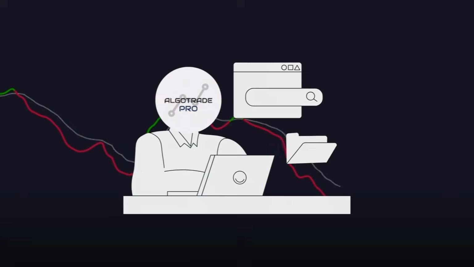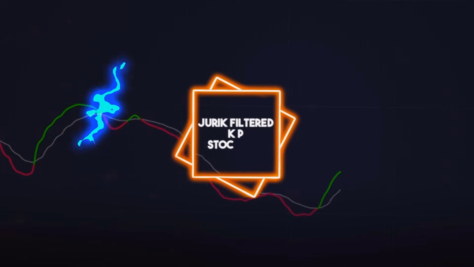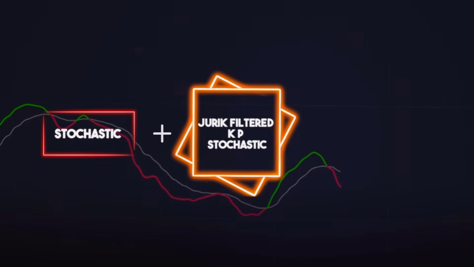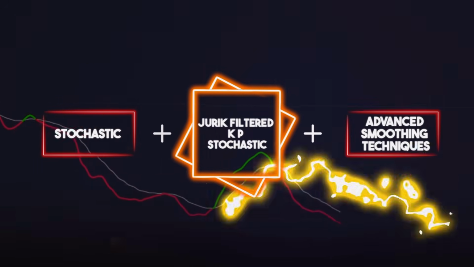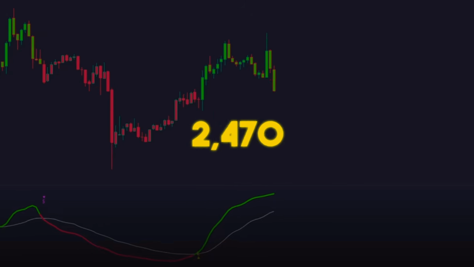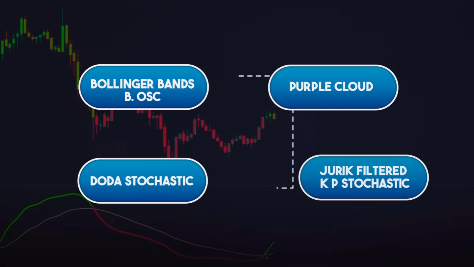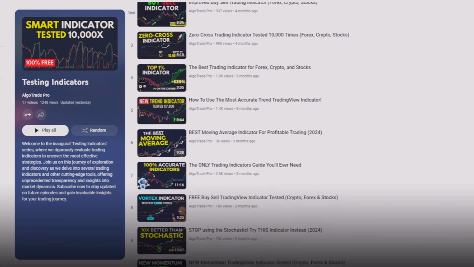Today we will explore the Zurich Filtered Kase Permission Stochastic, an innovative indicator that combines the power of the stochastic with advanced smoothing techniques. We will test it across more than 4,000 trades, and get ready because it will be one of the best indicators I have ever tested in this series.